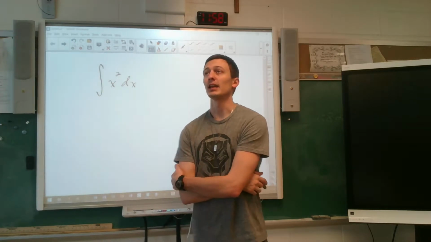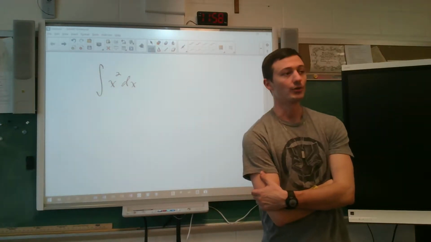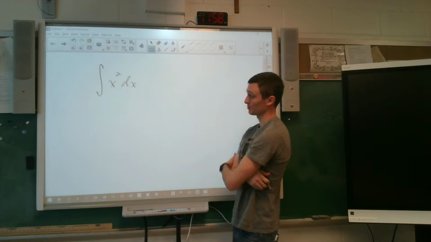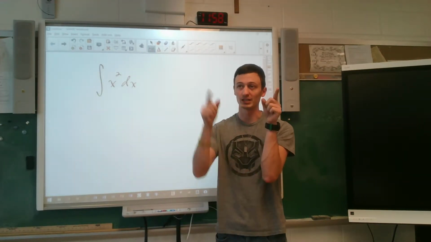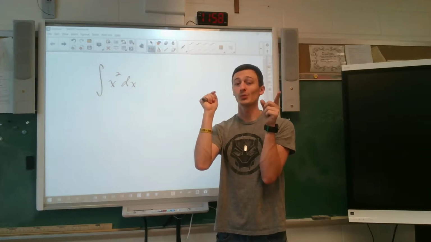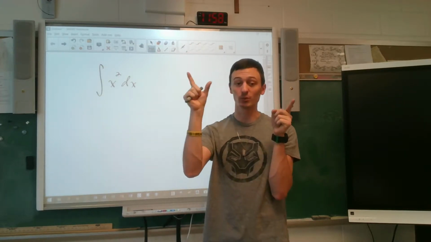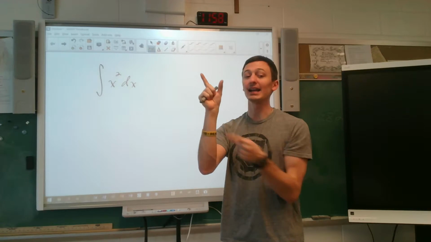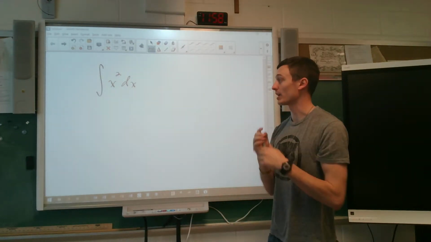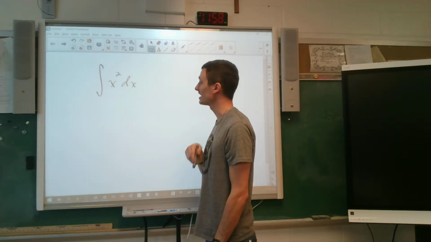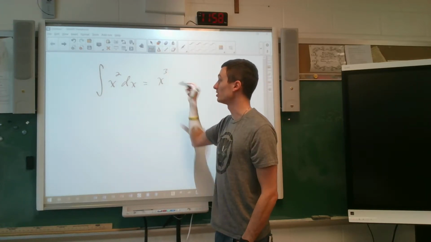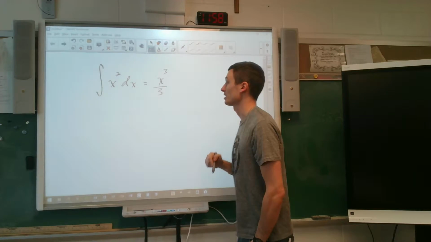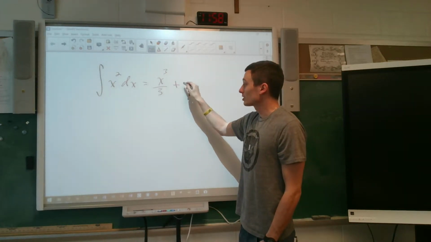In the derivative, the method for the power rule is to multiply by the power and then take one away from the exponent. So we want to do the exact opposite. We want to add one to the exponent and then divide by the new exponent. In this case, I add one to the exponent, it would be x cubed, and then I divide by that new exponent, 3. And don't forget your plus c.